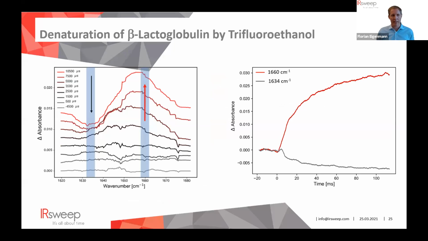The results outlined here are the denaturation of beta-lactoglobulin by trifluoroethanol, and you can really nicely see an additional band, where we even see an intermediate. We are very proud that this is now possible with dual-comb spectroscopy.